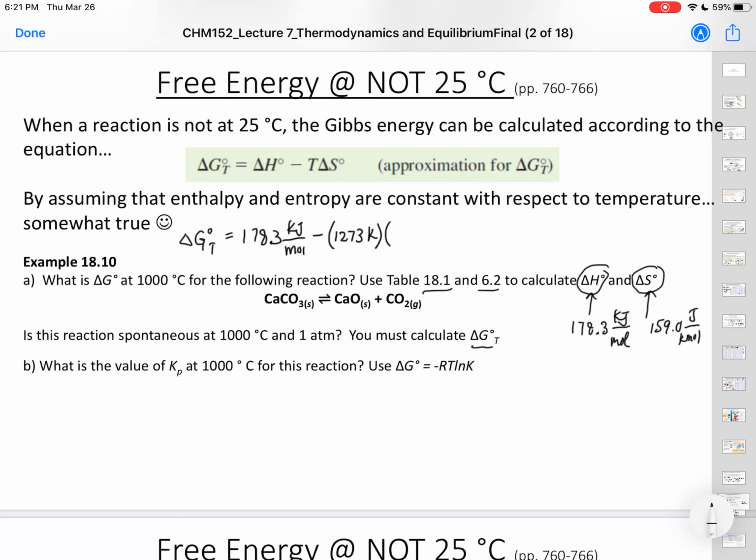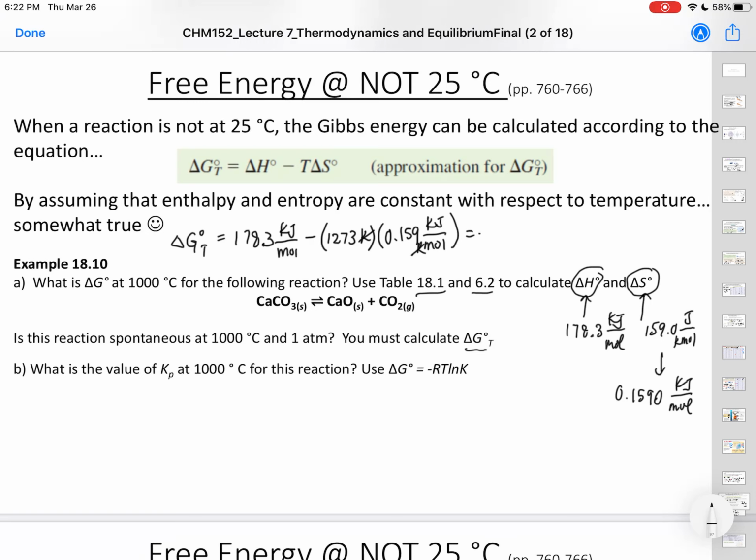I was making so many writing errors. 1,273 Kelvin. Okay, and we need to convert our delta S into kilojoules. So we're going to divide by 1,000, so we're going to get 0.1590 kilojoules per K mole. So we're going to plug it in here, 0.159 kilojoules per K mole. The reason for doing that conversion is so my kelvins cancel out and I can do kilojoules per mole, subtract kilojoules per mole.